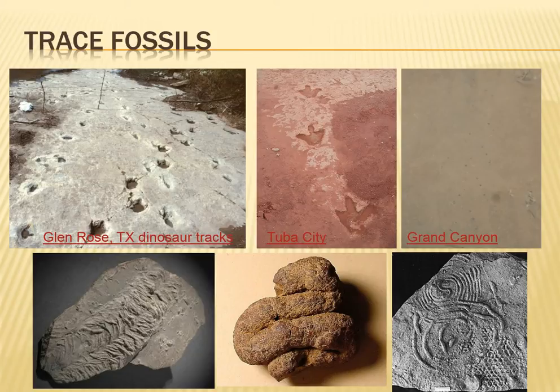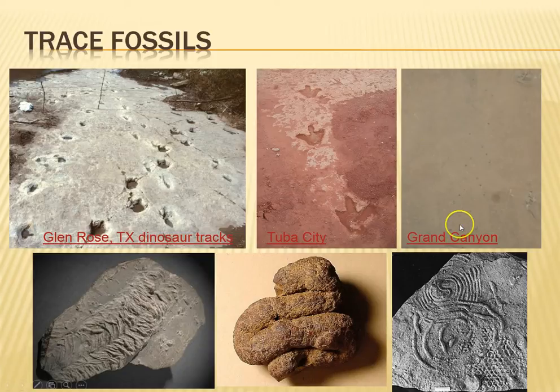But these are really famous trackways. There's actually a set of these that are on display at the Natural History Museum in New York City. Actually carried them all the way up there. In the middle, these are dinosaur trackways from Tuba City. So there's your Arizona tracks. These are just a little bit outside of Tuba City. It's on reservation. These are in the Moenkopi Formation.